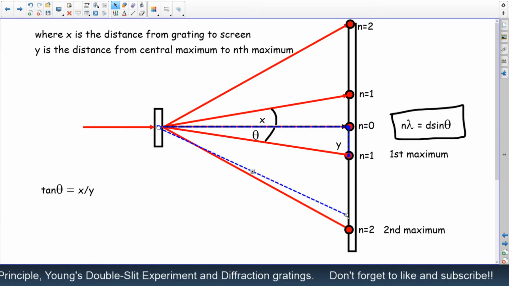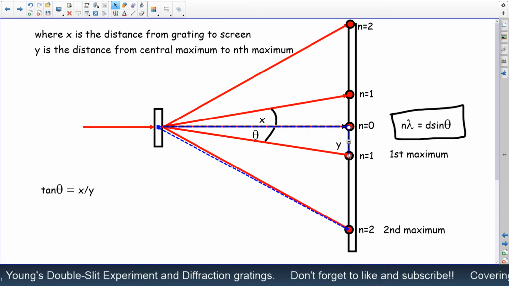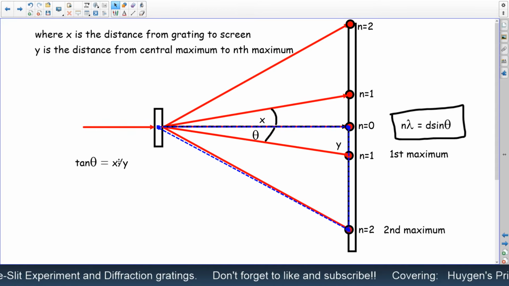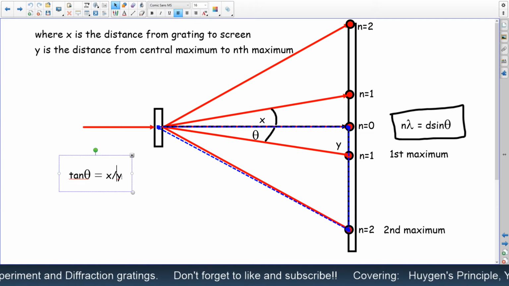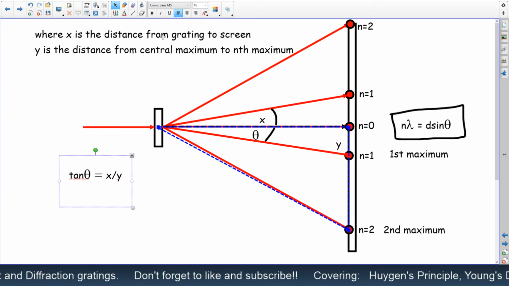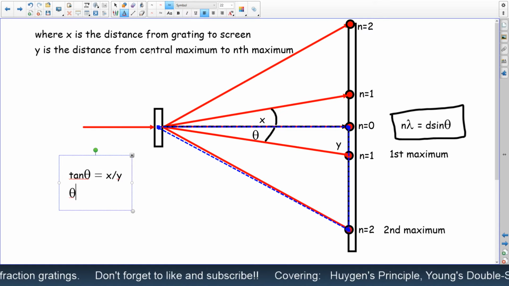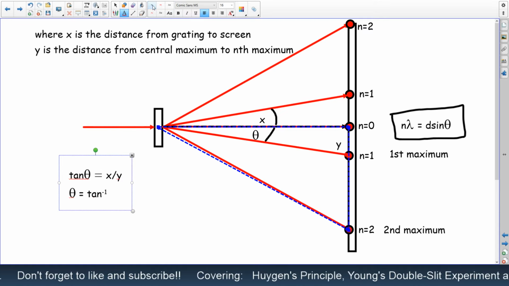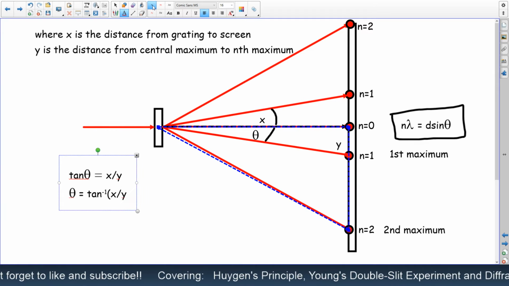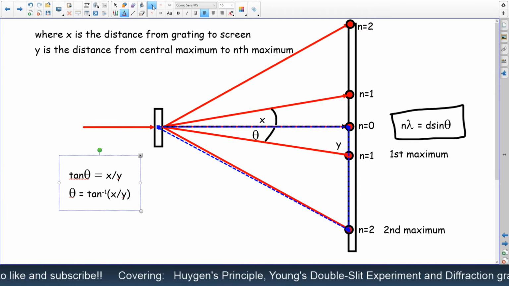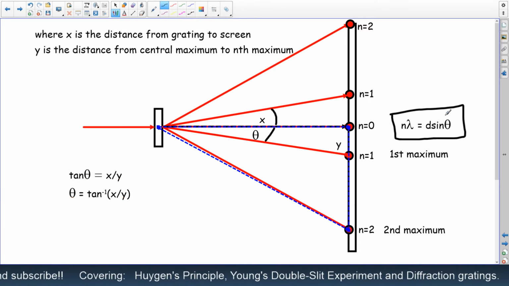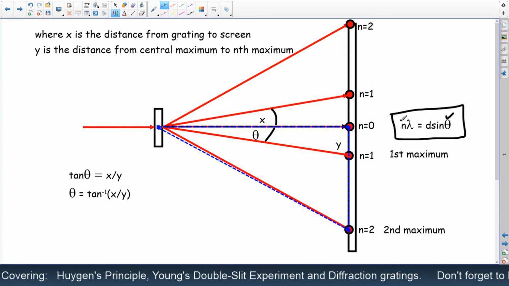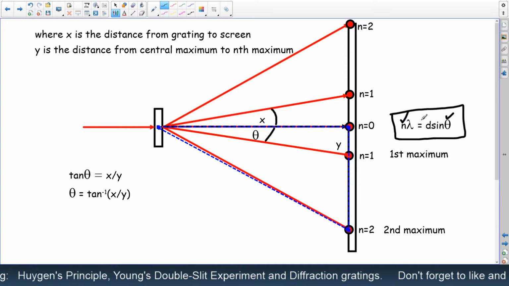Because if I change that, x stays the same the whole time, it's just the screen distance. But y is simply moving here. And we can use tan theta equals x over y, and therefore by trig or by inverse functions we can write that theta equals the inverse tan, tan negative 1, of x over y. And that will allow us a value of theta. Brilliant. So we'll get a value of theta. We've got a value of n just by counting it on the board. So all we need is a value of d.